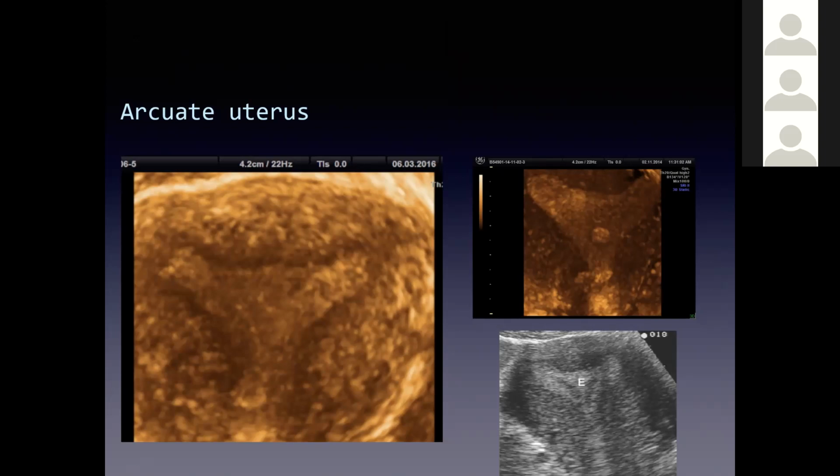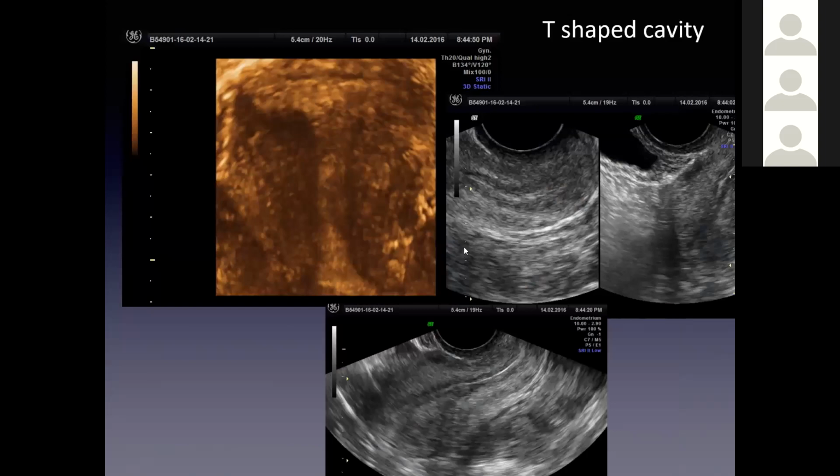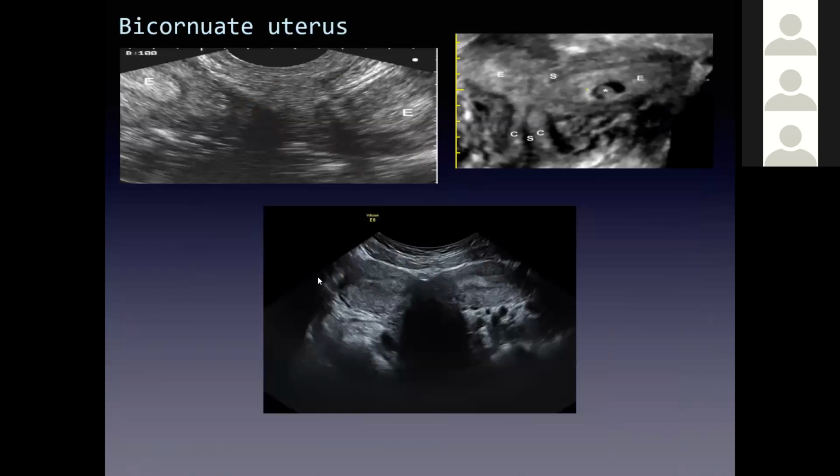The minor forms of malunion would be the cases where we have an arcuate uterus, where you have a little bit of an indentation in the fundus of the uterus, which gives the cavity what we call a heart-shaped cavity. Usually arcuate uteruses do not need interventions, they do not cause much concern, and they do not affect the patient clinically, it's just a finding that you see on ultrasound. So can you see this bicornuate uterus here? You have one fundus facing this way, another fundus facing that way, and they are completely separated from each other.